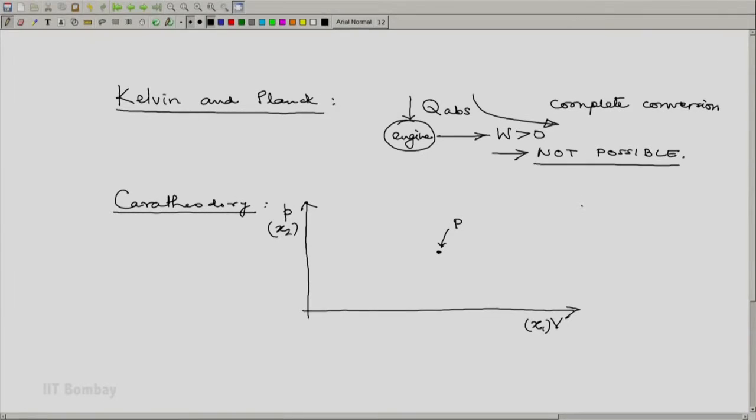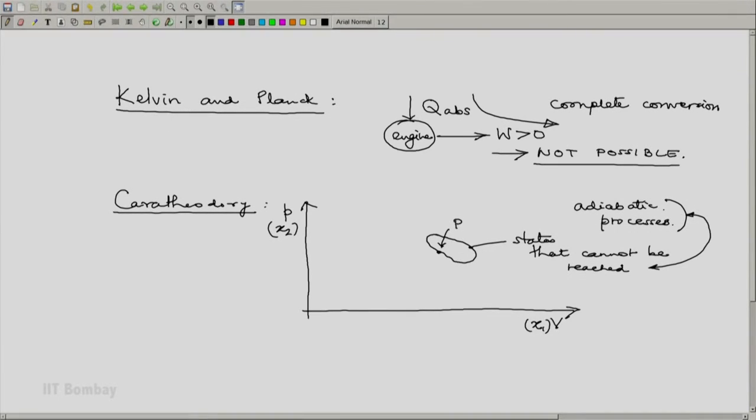Then Carathéodory says that if you restrict yourself to adiabatic processes, that means processes in which only work interaction takes place, then consider this a state in equilibrium. Around this there are other states, and all states here are in equilibrium, states that cannot be reached by quasi-static adiabatic processes. Quasi-static to indicate that even this initial state and the state which you are trying to reach must be states of thermodynamic equilibrium. Whereas there will be other states which can be reached.